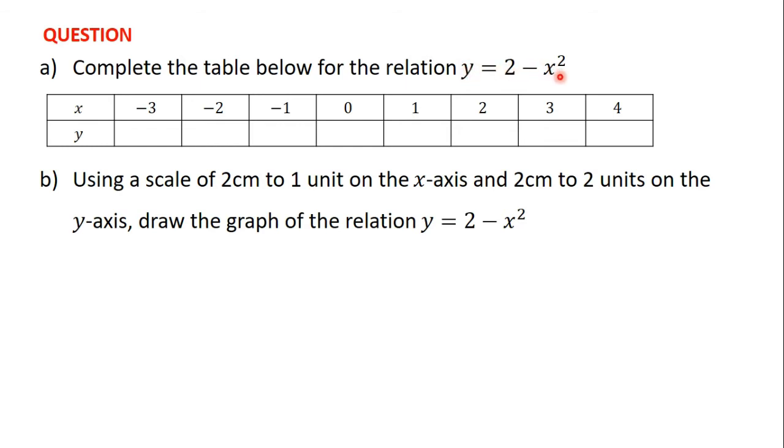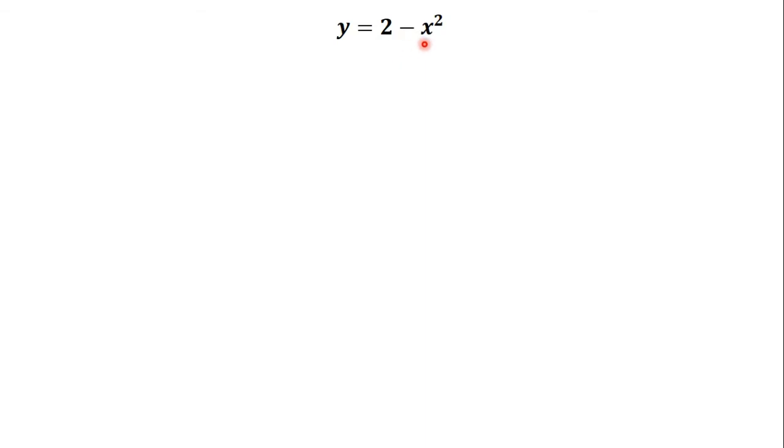The relation is y is equal to 2 minus x squared. The first x value we have in the table is minus 3. So we are going to find y when x is equal to minus 3. To do that, we will substitute x is equal to minus 3 into this relation to get y. So when x is equal to minus 3, y will be equal to 2 minus, into brackets, minus 3 squared. As I said in the previous video, whenever you are squaring a negative number, make sure that you put the negative number in a bracket. Here we have minus 3, so make sure that minus 3 is in a bracket.